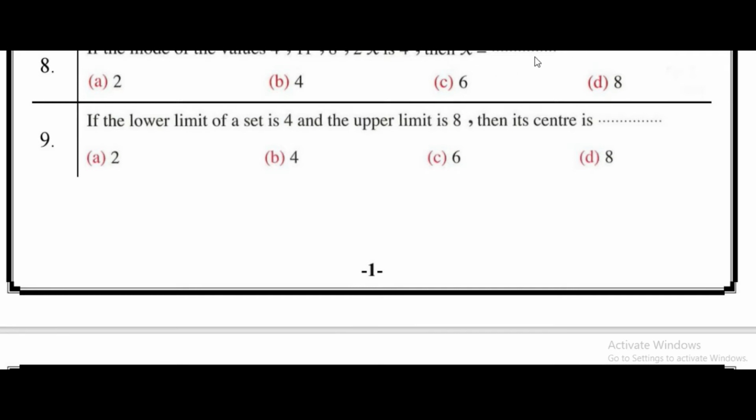If the mode of the values is 4, the mode is the most repeated, so this must be 4. The 4 is repeated more than 11 and 8. So for this to be 4, x equals 2, 2 times 2 is 4. If the lower limit of a set is 4, the lower limit which is the beginning of the interval, and the upper limit is 8, the center is the lower 4 plus the upper 8 divided by 2. 12 divided by 2 equals 6.